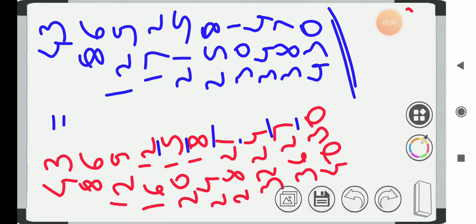I hope now you have understood how to make the tables of bigger numbers. But for small numbers, don't use this method; you have to use the tables only. Okay, thank you.